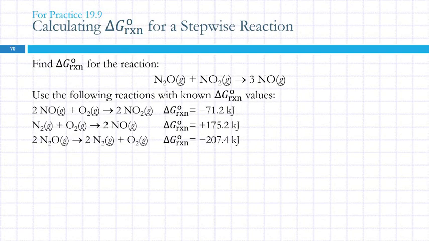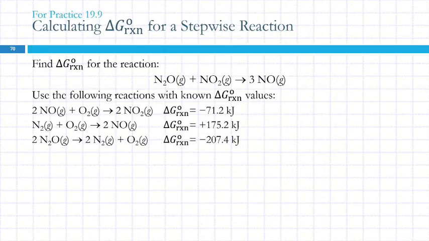Okay, find delta G for this reaction. We're given the steps and delta G's for the steps, and so that's the method we have to use here. You know, if you were just loose in the world and you needed to know this, you could just go and look up the values and that might be faster, right? But that's not what we've got going on here.